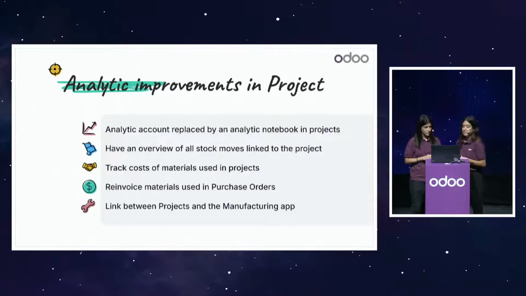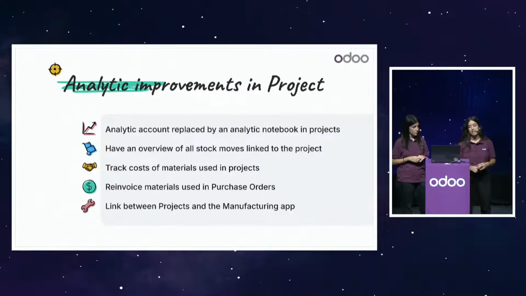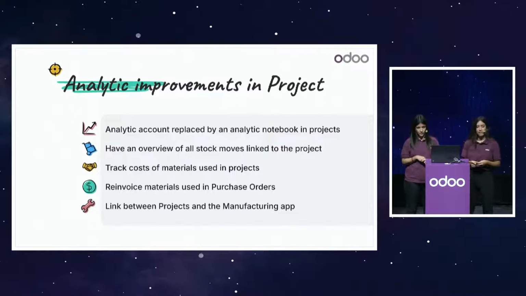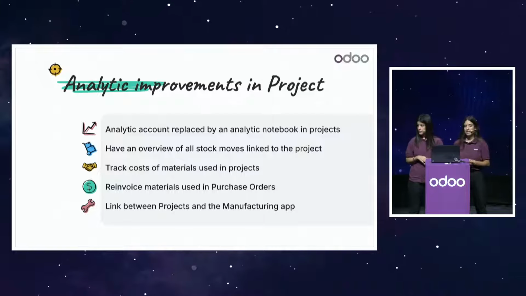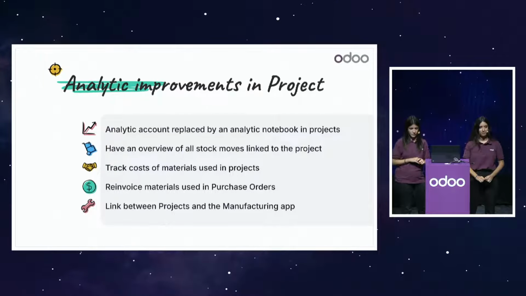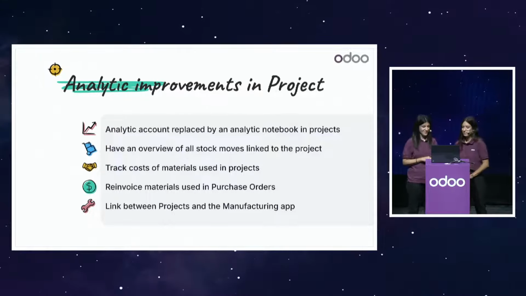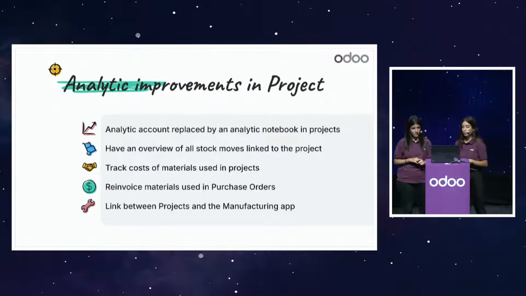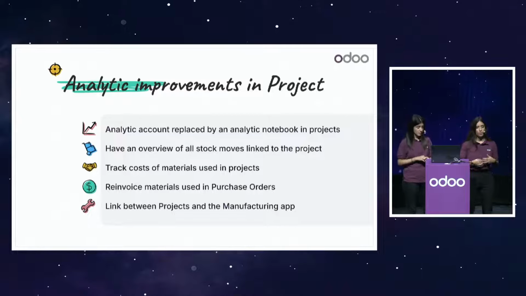The first one is the analytic account replaced by an analytic notebook in projects. If you recall, in version 17, you could only link one analytic account to each project. This has changed. The second improvement is that now we can have an overview of all stock moves linked to a project in one place.